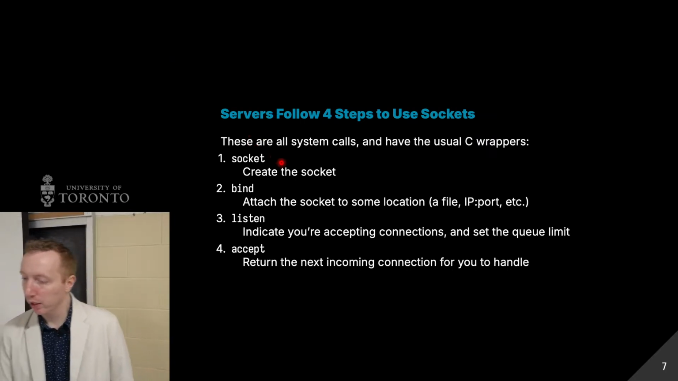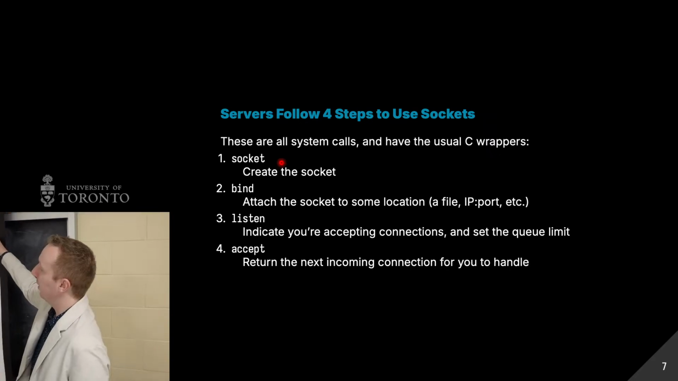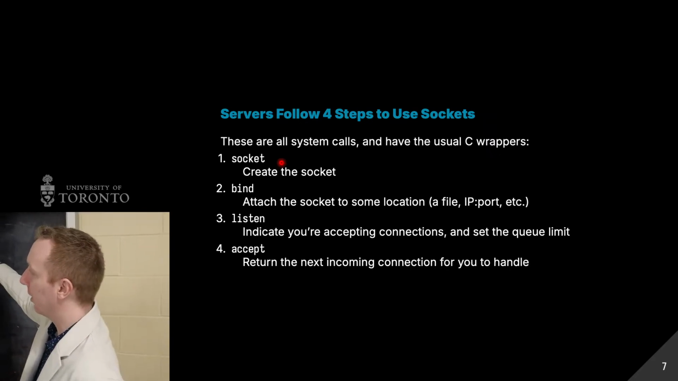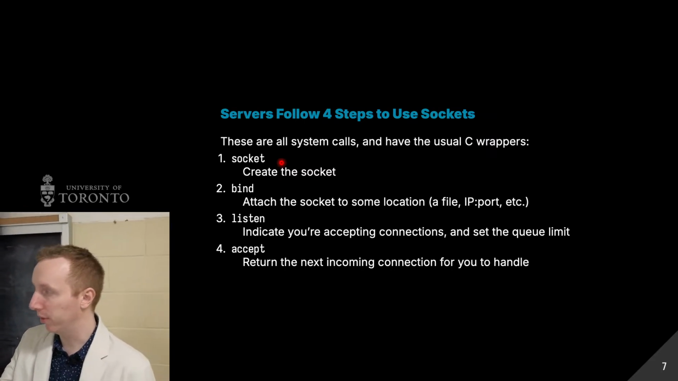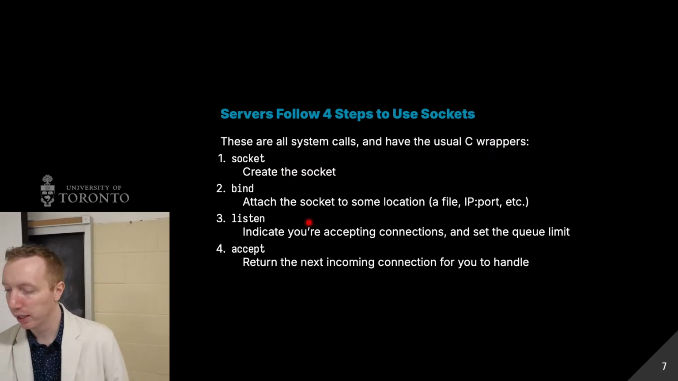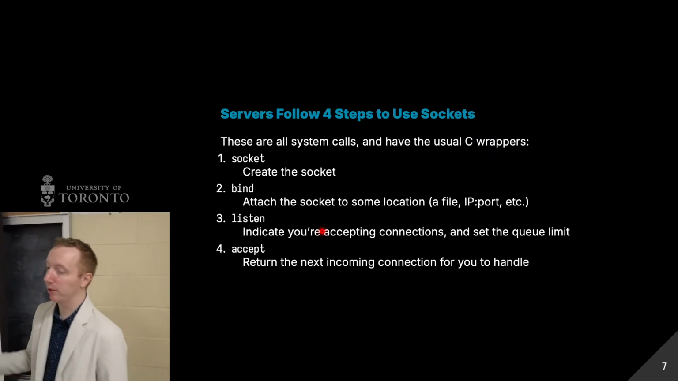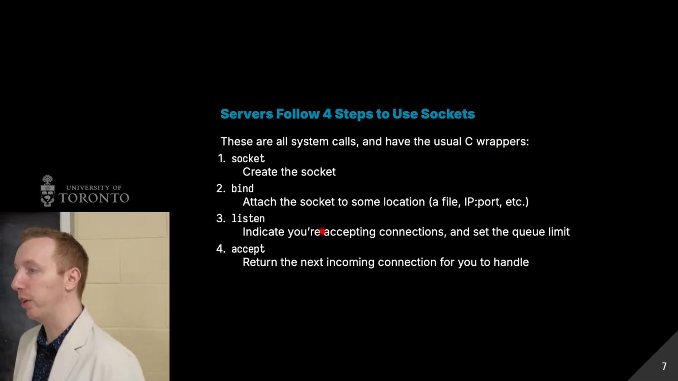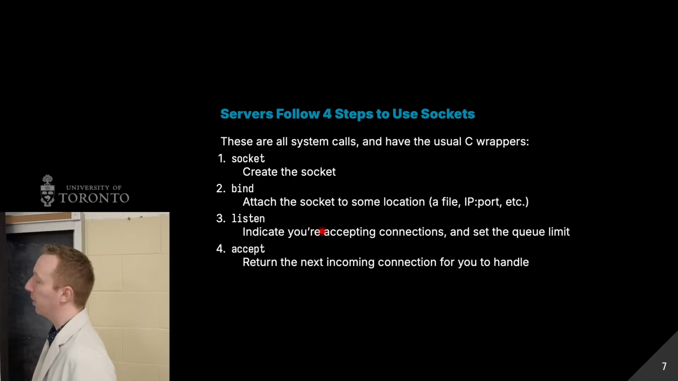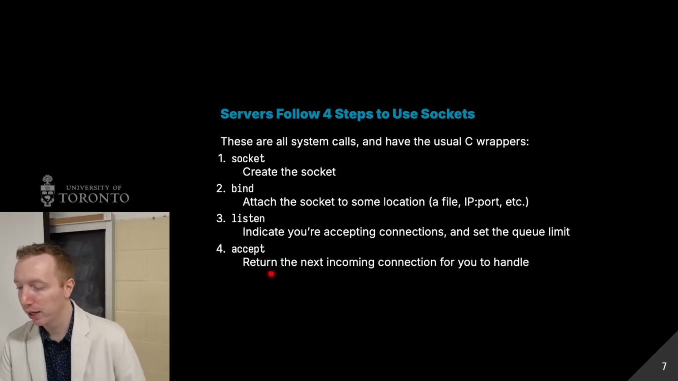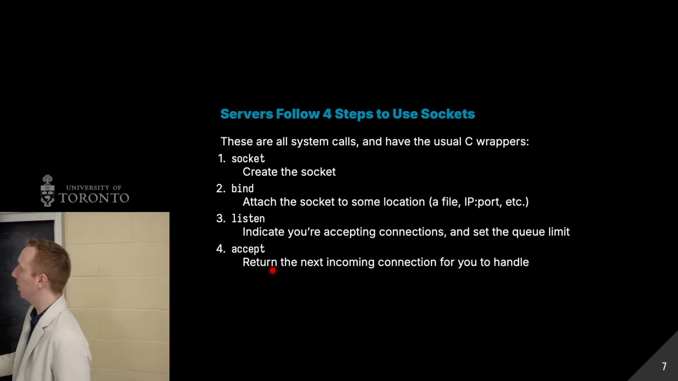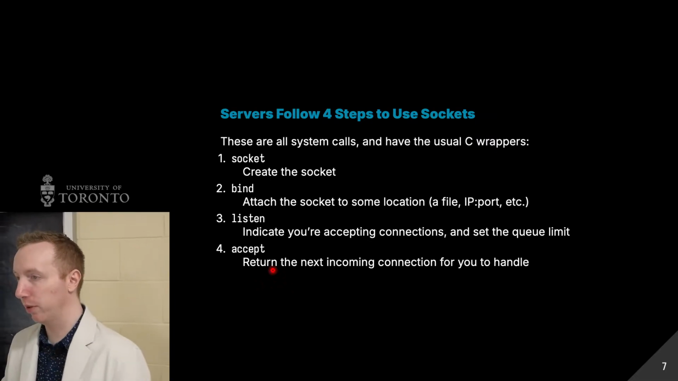So you'll have to first create a socket, then you have to bind. So you have to attach that socket to some location, a file, an IP address, or a port, which is how anything on the internet will work. And then you listen to indicate you are accepting connections and set a queue limit, so how many connections I want to hold in line until I start dropping connections. And then you can do this accept system call, which returns the next incoming connection for you to handle.